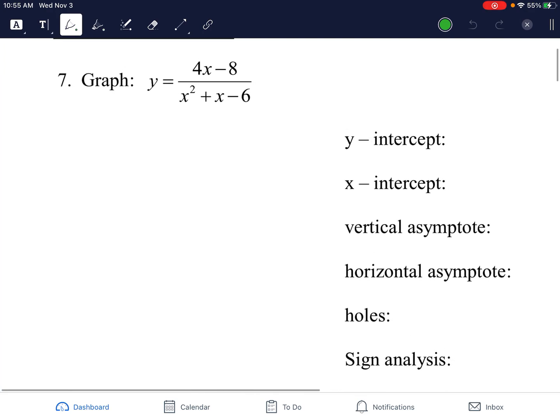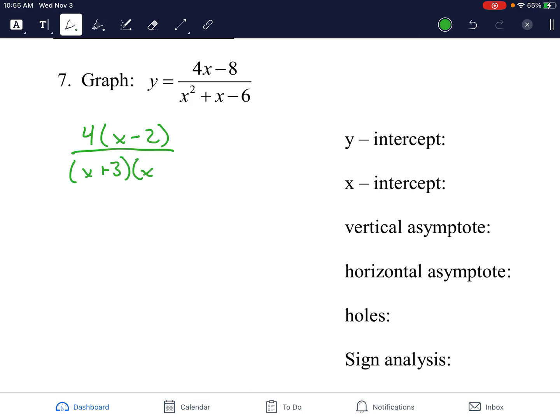First step in these types of questions for graphing rational equations is factor. Okay, so we have 4x minus 8. We can take a 4 out, left over with x minus 2. On the bottom, we have x squared plus x minus 6. If we factor this, we're going to get x plus 3 and x minus 2. Okay. We can cross out the x minus 2s. We're going to get back to those later. So our equation we're going to be using is going to be 4 over x plus 3.